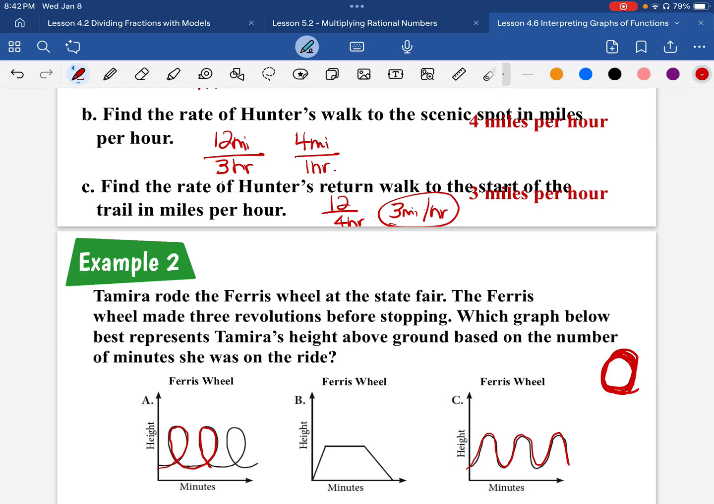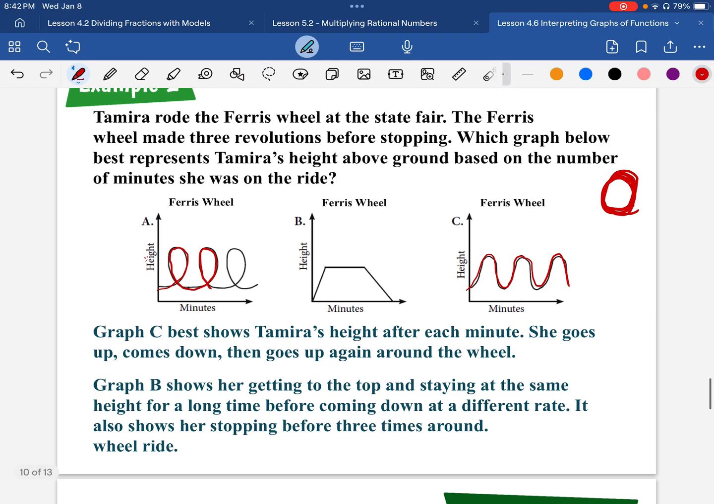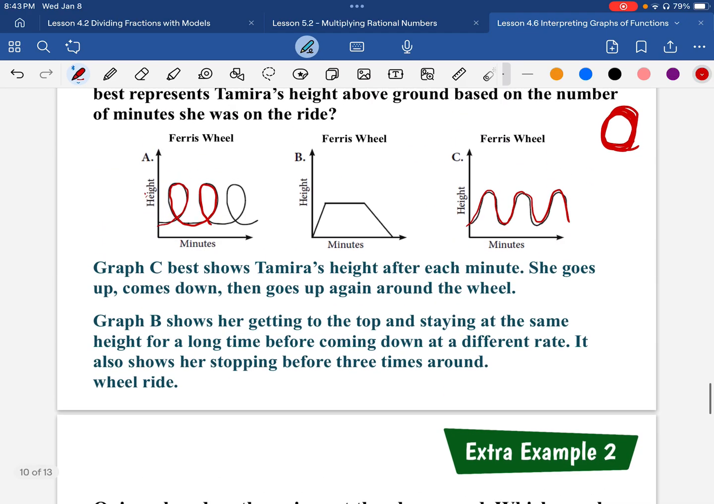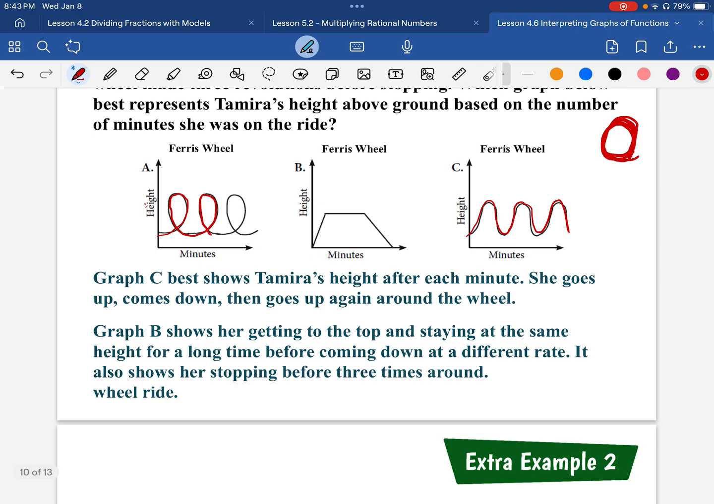It's not going to roll on the ground. It is making a circle, but it's not also rolling like a wheel on the ground. That would be what this graph A was kind of showing us. So in this instance, they're just kind of talking through that. Graph C best shows Tamara's height after each minute. She goes up and comes down, then she goes up again and around the wheel. Graph B shows her getting to the top and sitting there, like the wheel isn't moving. So that's just how you can talk through different parts of Tamara's ride.